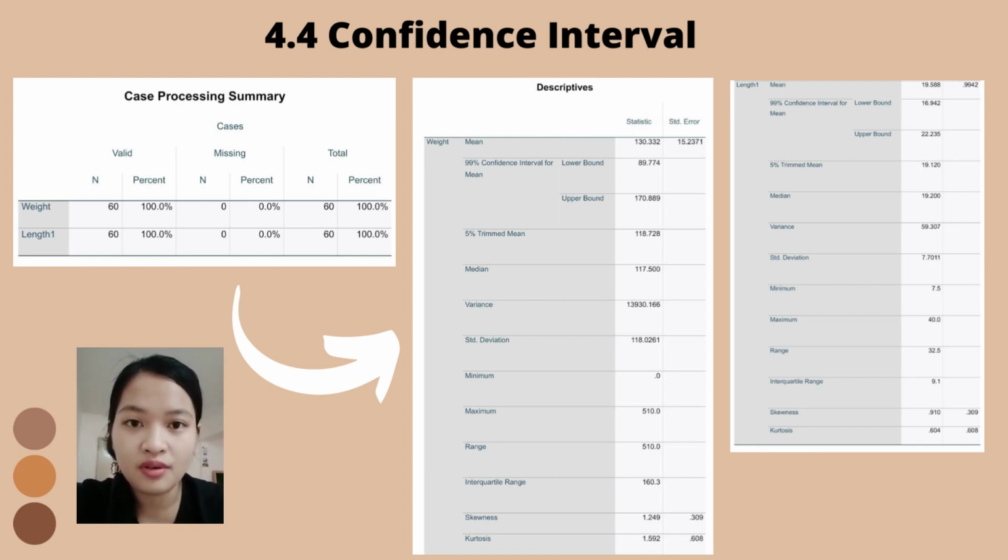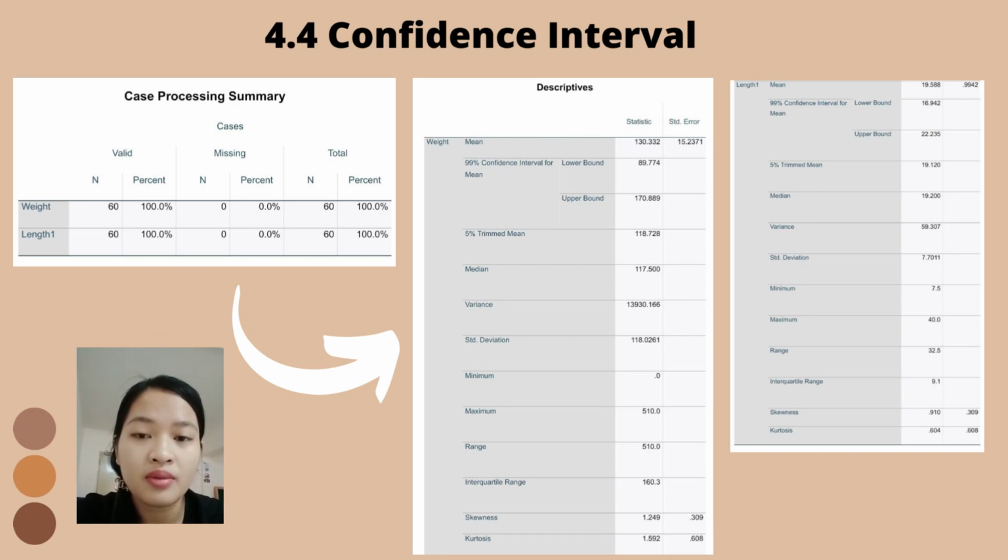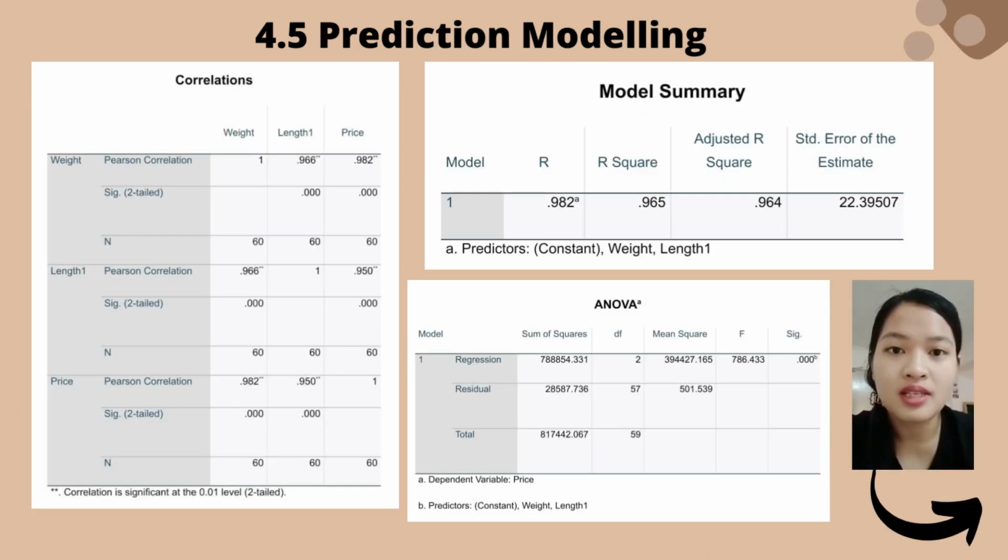Next, 4.4 confidence interval. The table on the left shows the case processing summary and the table on the right is descriptive. The confidence level is related to a 99% confidence interval. SPSS results show that the standard error of the dependent variable is 1.2371, and the population is between 89.774 and 170.889.